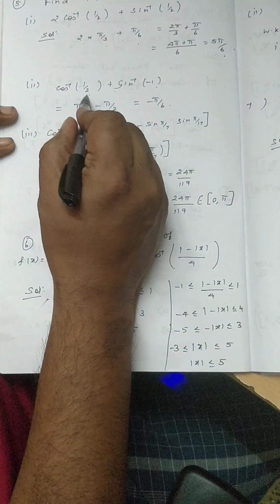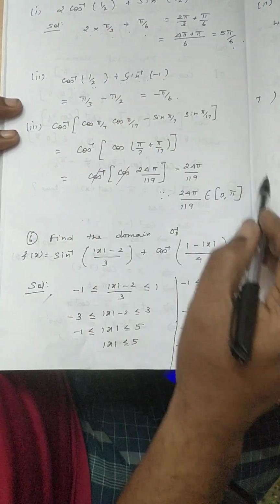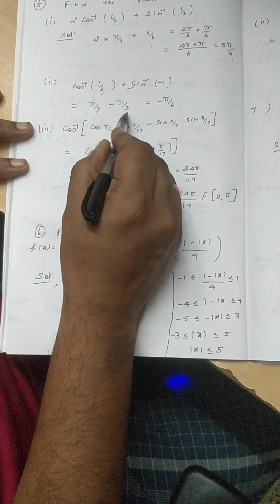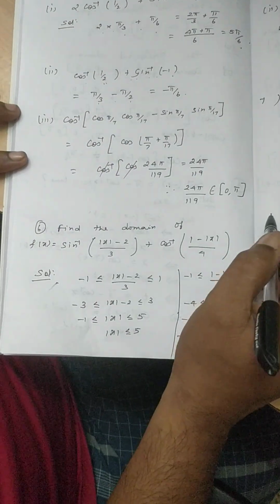Then the second one: cos inverse of 1 by 2 plus sin inverse of minus 1. Pi by 3 minus pi by 2 is equal to minus pi by 6.